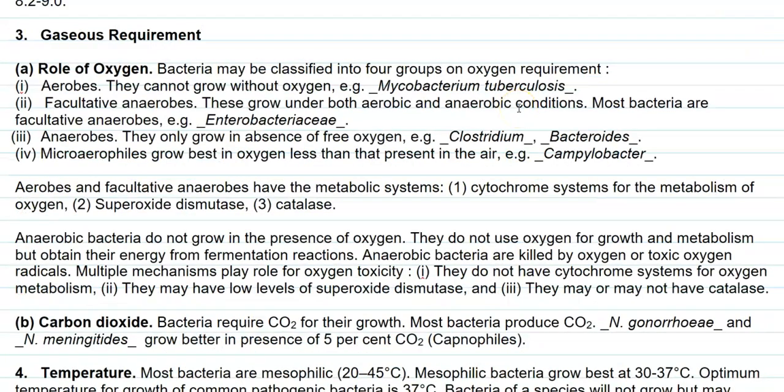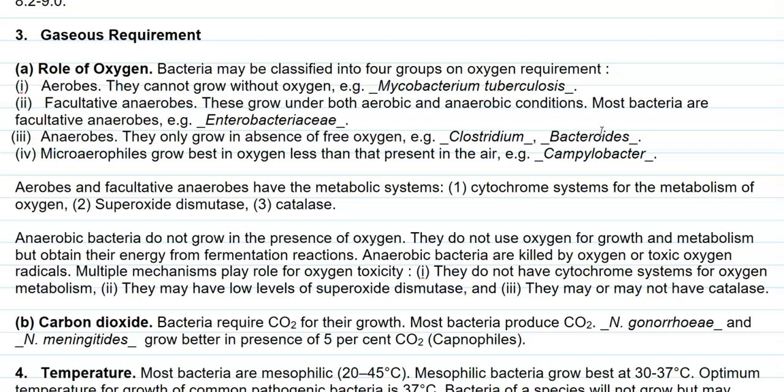Next, we try to understand the role of certain gases in the growth and survival of bacteria in the environment. The first one is oxygen, and another important gas is carbon dioxide. If you look at the oxygen requirements of an organism, they can be broadly classified into aerobes, facultative anaerobes, anaerobes, as well as microaerophiles. Aerobes are those that cannot grow without oxygen. A very typical example is Mycobacterium tuberculosis. Facultative anaerobes are those that can grow both under aerobic as well as anaerobic conditions.